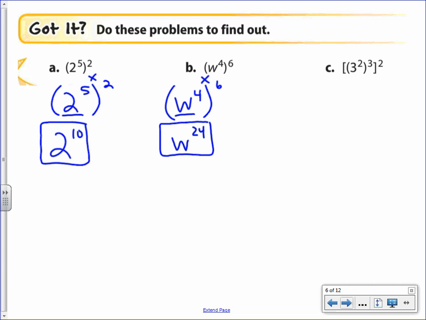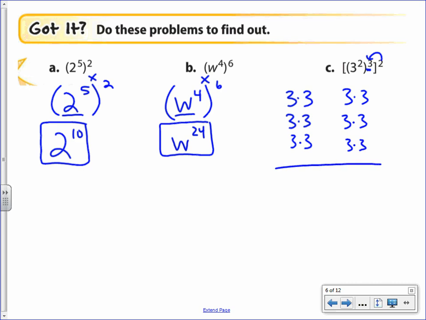Here's a little bit different one. 3 squared raised to the 3rd raised to the 2nd power. Okay, so 3 squared looks like this: 3 squared. But I need 3 of those. There's 3 of them. But I need 2 of these groups. How many 3's do we have altogether? 2, 4, 6, 8, 10, 12.